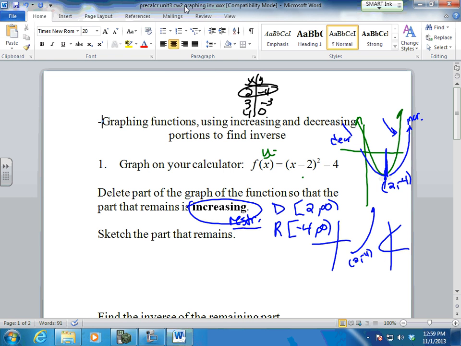Okay, now, we're going to take this and make an inverse so we can graph it. How do we do that? Switch the y and the x. So we've got negative 4, 2, negative 3, 3, and 0, 4. So here is my piece over here.